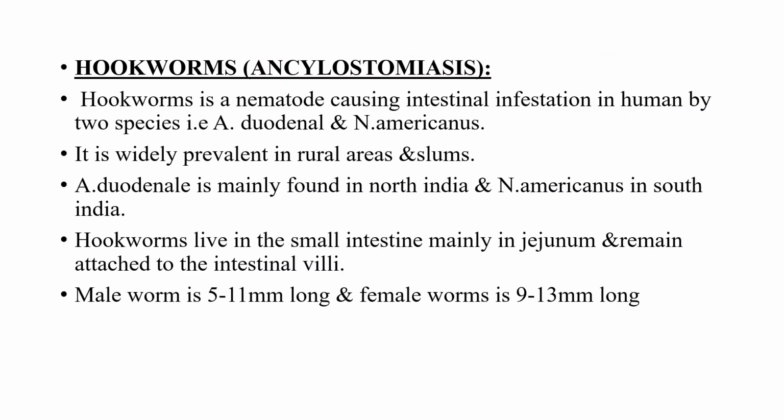Next, we are going to discuss the hookworm. Another name we call it is ancylostomiasis. We have two species in India. The first one is A. duodenale, and the next one is N. americanus. We usually see hookworm in both rural and slum areas. A. duodenale is usually found in North India, and N. americanus is usually seen in South India.